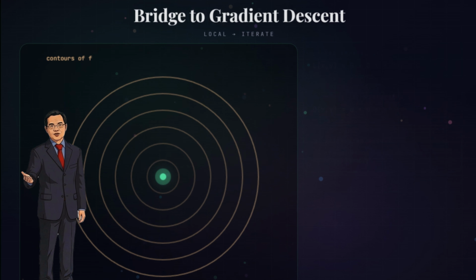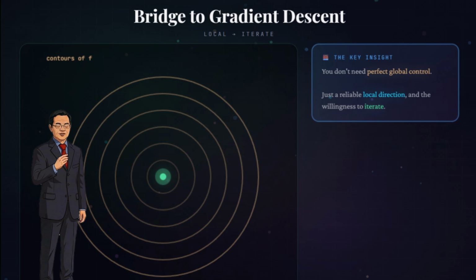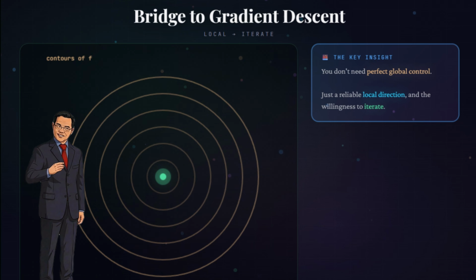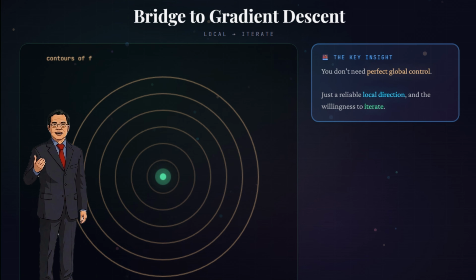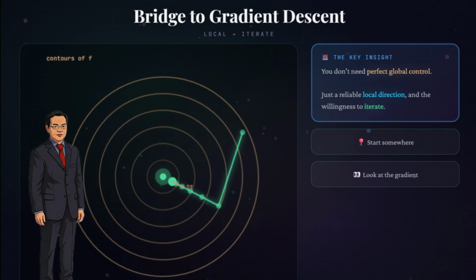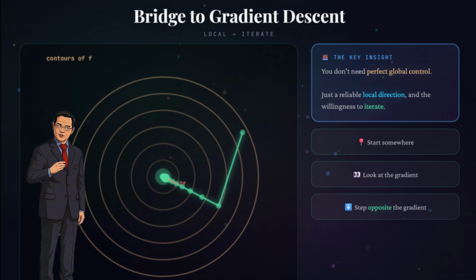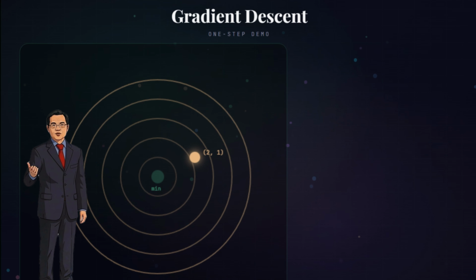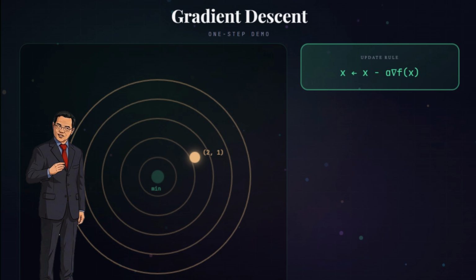Now, the bridge to gradient descent. You don't need perfect global control. You just need a reliable local direction and the willingness to iterate. Gradient descent does exactly that. Start somewhere, look at the gradient, take a small step downhill, meaning opposite the gradient, and repeat. On screen, you'll see the update rule. We'll do a one-step mini demo so it feels real.